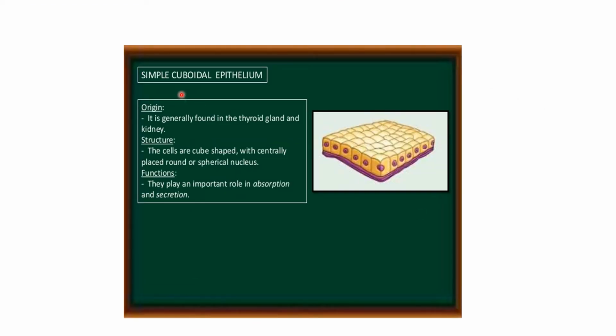Now the second type is simple cuboidal epithelium. As you can see over here, these are cube-like structures, hence they are known as cuboidal. They are generally found in thyroid glands and kidneys. The structure is cube-like with a centrally placed spherical or round nucleus. They play an important role in absorption and secretion.